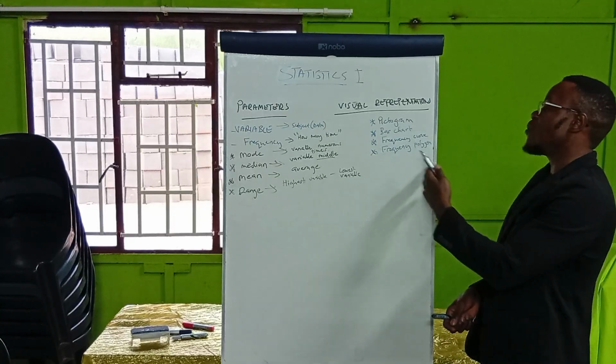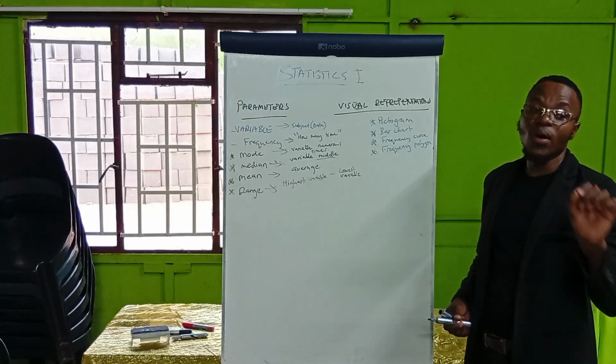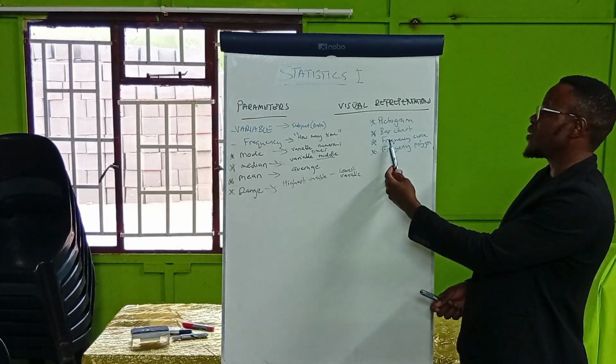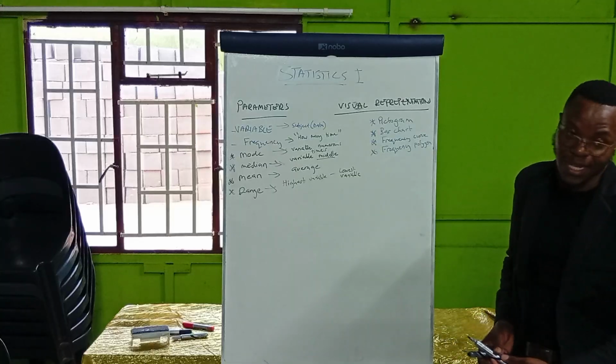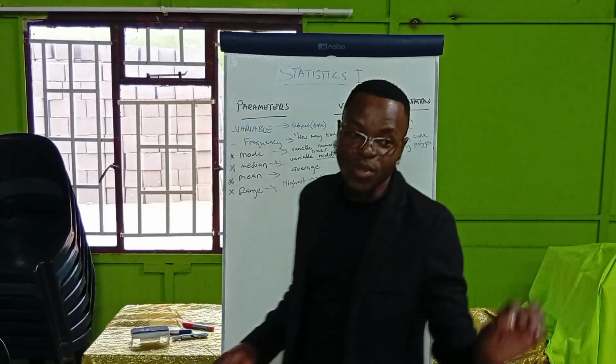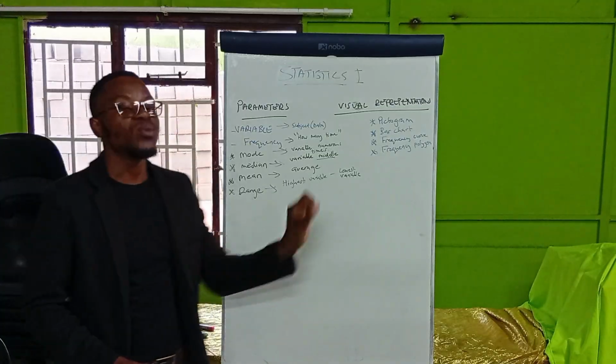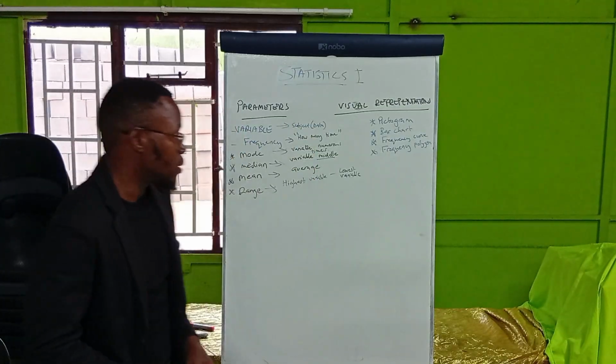And then the frequency polygon, that is where you join the plots using a ruler. So the difference between a frequency curve and a frequency polygon is that a frequency curve, you draw it freehand, it's smooth, and then a polygon, you use a ruler to join your plots.